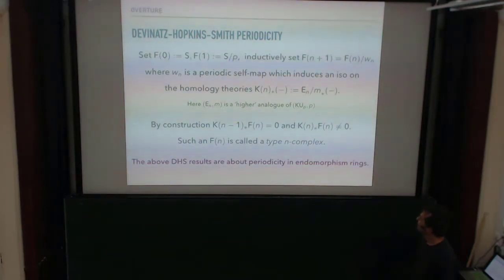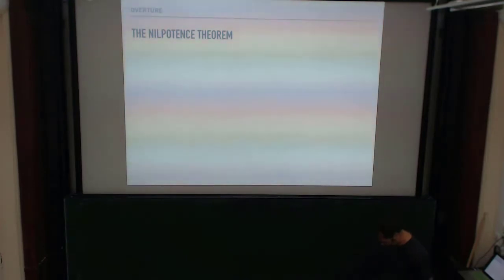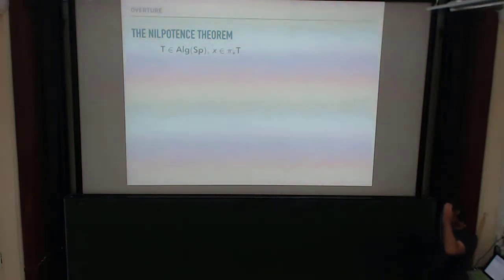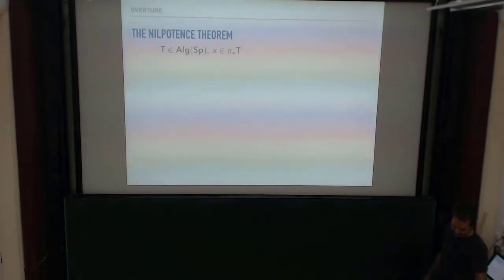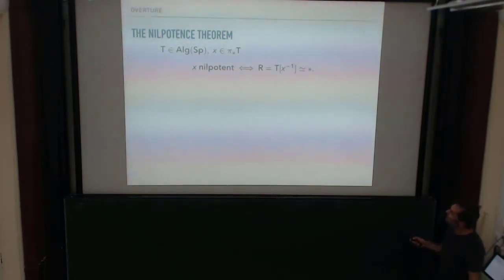All right. So one of the main results is this nilpotence theorem. If I have some algebra in spectra, like an A-infinity algebra, and I have some element in its homotopy, then of course there's an easy equivalent here. This element is nilpotent if and only if the ring spectrum I get by inverting this element is contractible, or the zero ring.